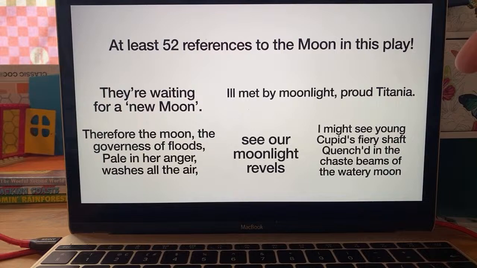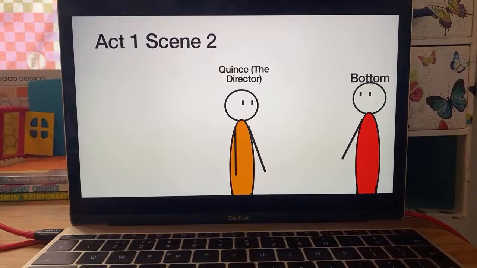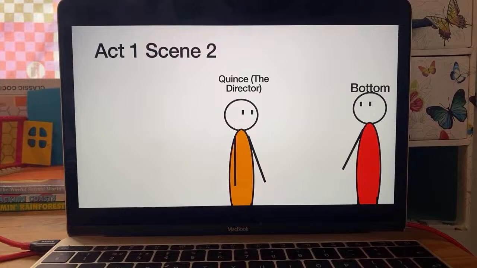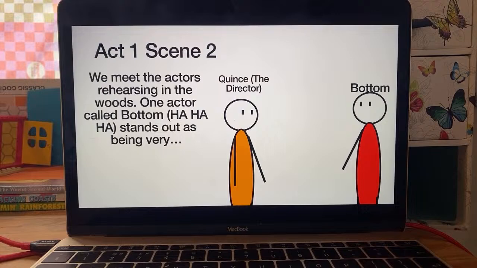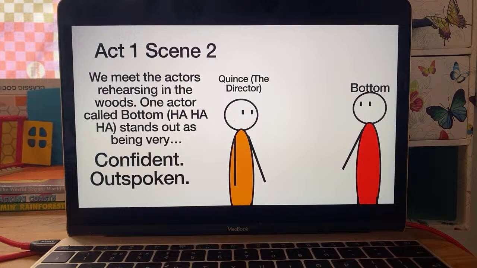Right, let's move on. Finally, we get to Act 1, Scene 2, and we meet Bottom, who we met last week. Theseus and Hippolyta are going to have a play put on for them at the end of the play, if you see what I mean. So the end of A Midsummer Night's Dream is a play. Quince is the director of that play, and Bottom is one of the actors. And we said last week how his name is actually Bottom. It was funny then, and it's still funny now. And he stands out as being very confident and outspoken. That's all we said, but let's have a little look at what Bottom actually says.